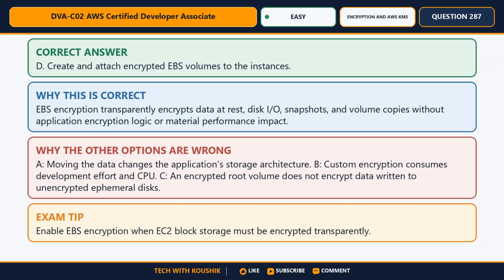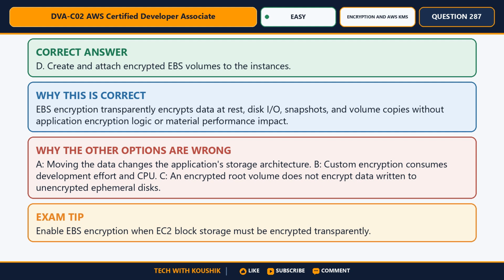The correct answer is D. Create and attach encrypted EBS volumes to the instances. Here is why. EBS encryption transparently encrypts data at rest, disk input-output, snapshots, and volume copies without application encryption logic or material performance impact. Why are the other options not correct?